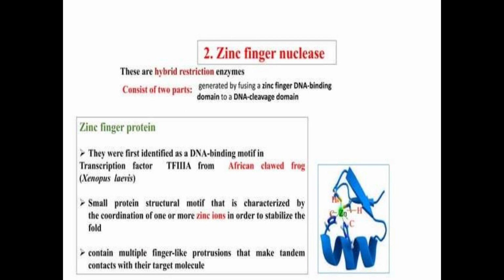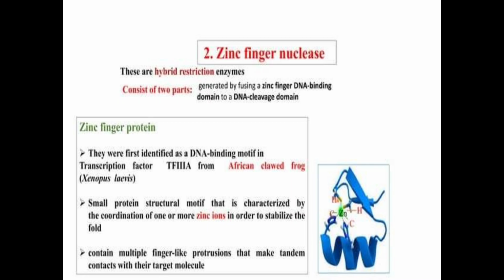The second one is zinc finger nuclease. These are hybrid restriction enzymes consisting of two parts. It is generated by fusing a zinc finger DNA binding domain to a DNA cleavage domain. Here we can see the structure of this. The active site contains a zinc that is in turn coordinated with various amino acids. So we call it the zinc finger.